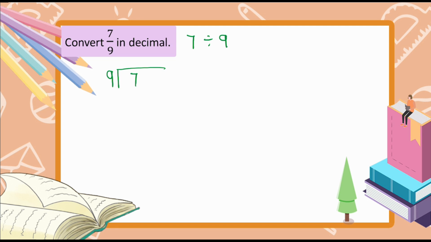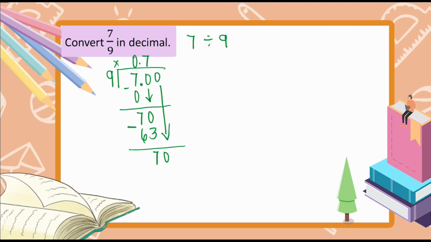Okay? So, 7 divided by 9 is 0. 0 times 9, we will get a 0. 7 minus 0 is 7. May remainder, so add a decimal point here, then add 0 to bring down. 70. 70 divided by 9 is 7. 7 times 9 is 63. So, subtract 70 and 63, we will get a 7. May remainder na 7, so add 0 and then bring it down.